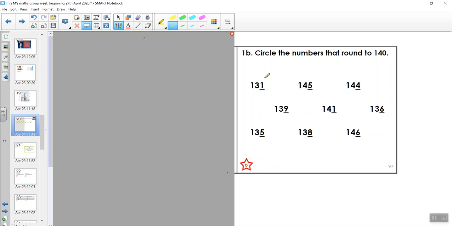130, well, I've got 30 there and 1, that would round down to 130. 140, but the 5 would make it round up to 150. 144 would round to 140. 139 would round to 140. 141 would round to 140. 136 is one of the smallest numbers that would round to 130. 135 is the smallest number that would round to 140. 138 would round to 140. 146, no, that would round to 150.